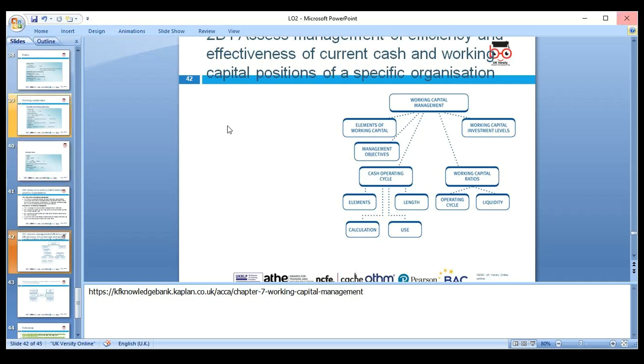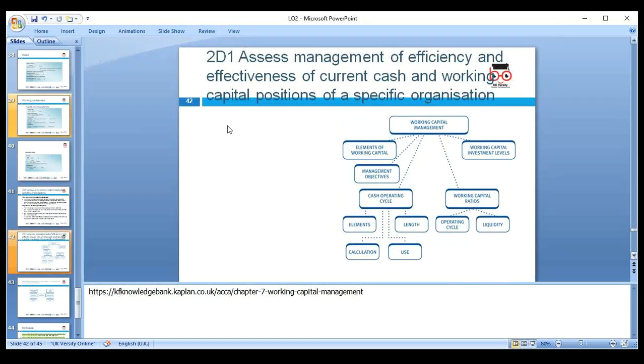Okay, then working capital means running capital. What is working capital management? The elements of working capital management: cash operating cycle, working capital ratios, all of it. To better understand this topic, and if you want to work towards the distinction criteria, what I did is I copied the link for you here, which I can show you in a minute. So you can copy and paste the link.